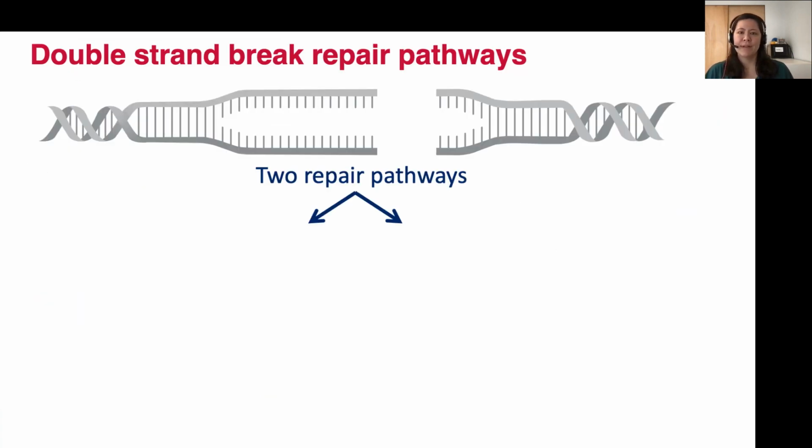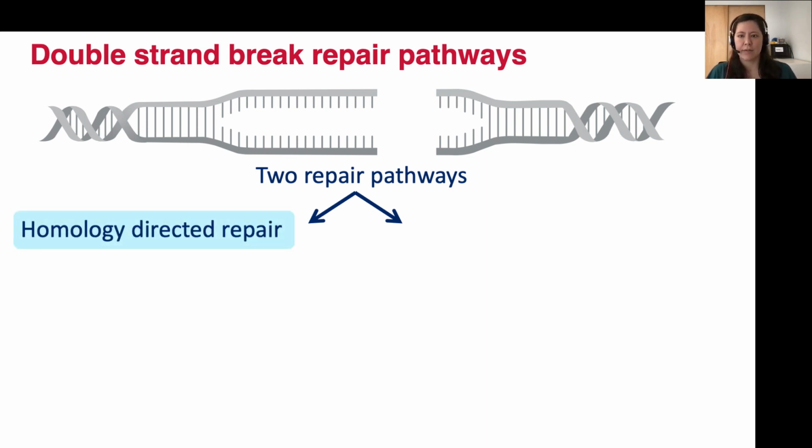But remember, the string of colored lights is an analogy. We're really talking about how the cell can repair double-strand breaks in the DNA. The first repair pathway is called homology-directed repair. This is the precise repair using a template.